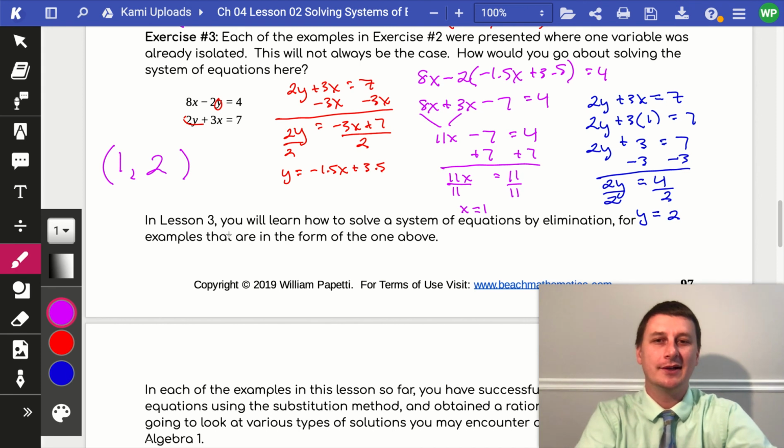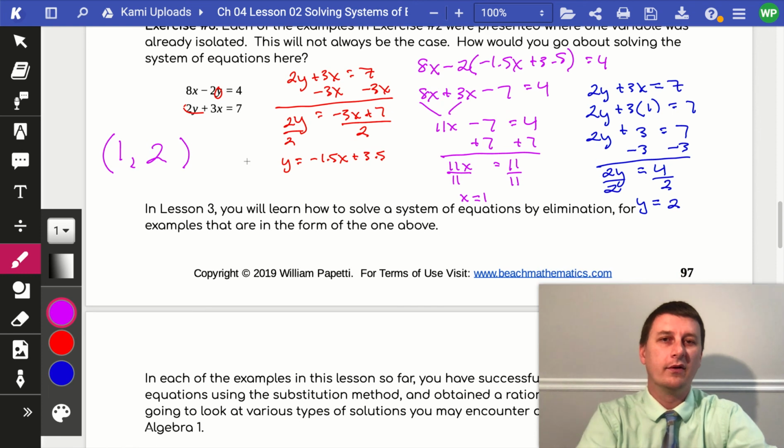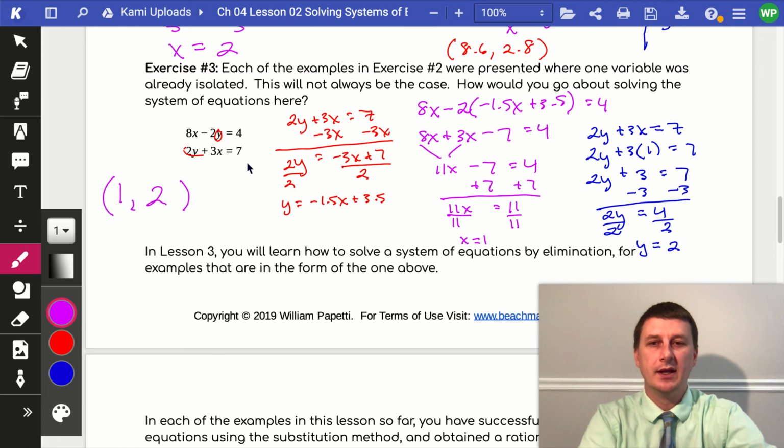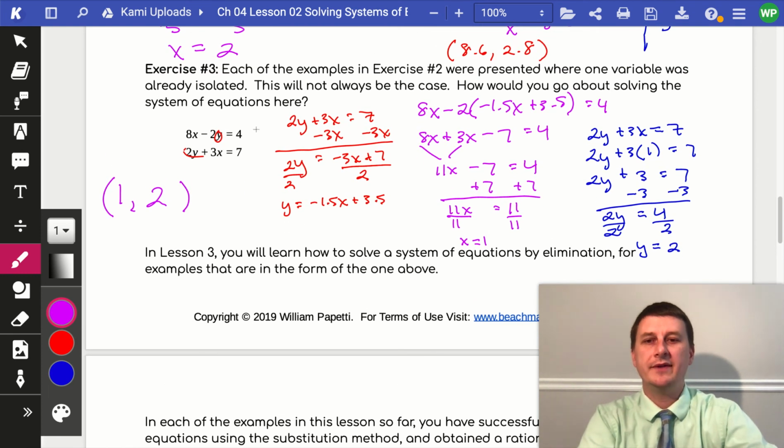But in lesson 3, our next lesson, we're actually going to learn how to solve a system of equations by elimination, our third and final method of solving systems, for examples that are in this form above. We won't have to isolate a variable by itself unless that's something you're comfortable doing, and you could choose to use that method over the other ones. Okay?